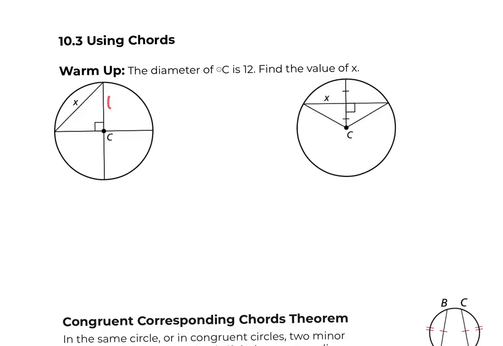So what I could then do is label all of my radii as 6. We got 4 of them, okay? And maybe we don't need all 4, but I'm going to go ahead and label all 4. Secondly, what we're trying to find here is x. Now what I'm going to do is redraw this triangle, and I'm going to label the parts that we know.